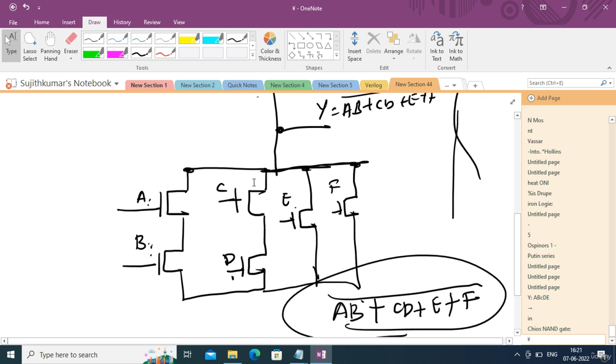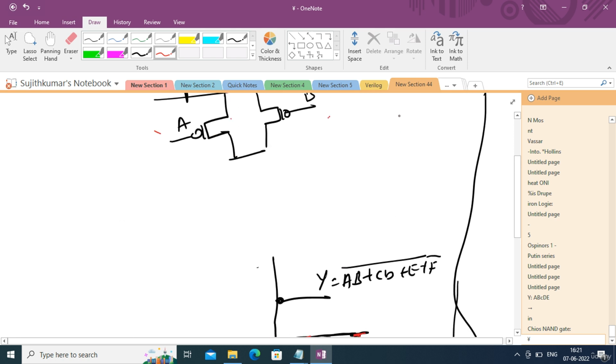Again, here all are in parallel, right? So all the terms are in parallel combination, as you can see here. So in the pull up network all the terms will be in series combination. That has to be kept in mind.